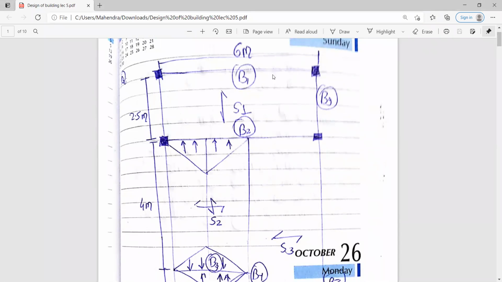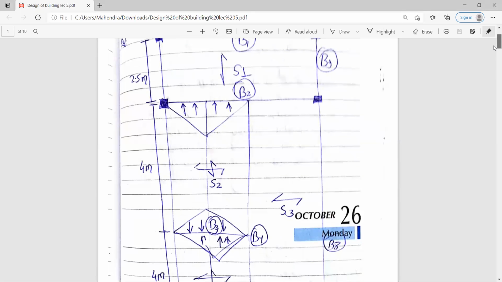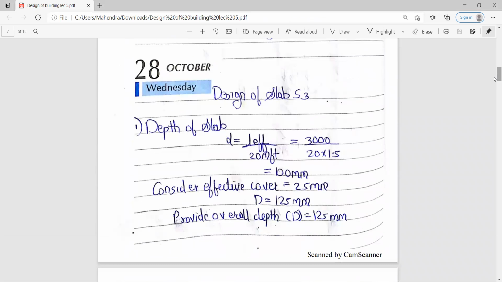This total is 6 meter, but as you are designing for only S3, for S3 you are going to consider half of the width. So this half distance is your 3. That's why L effective, you are designing for the shorter span. So L effective will be 3000 upon 20 into modification factor. So modification factor again you are going to assume as 1.5. Then effective cover is 25 mm. Again, you are going to assume the effective cover as 25 mm. So the depth will be 125 mm. Overall depth will be 125 mm.